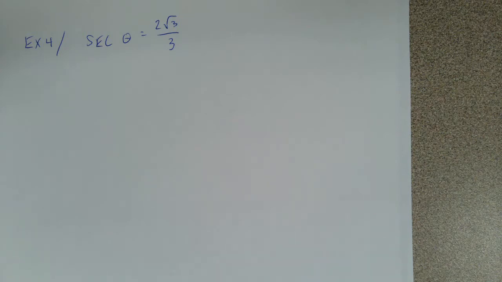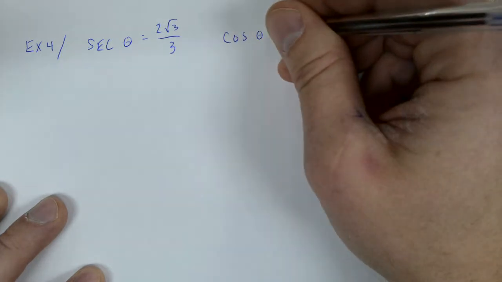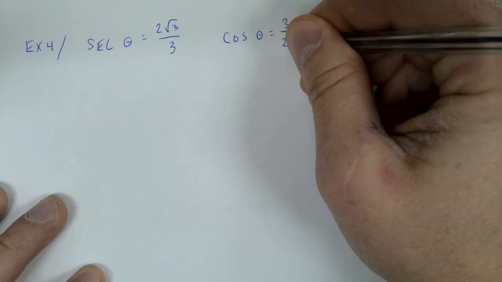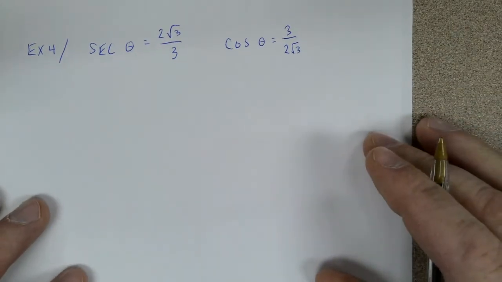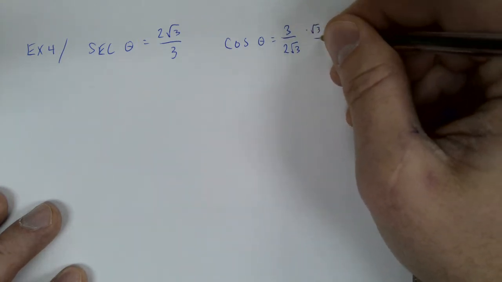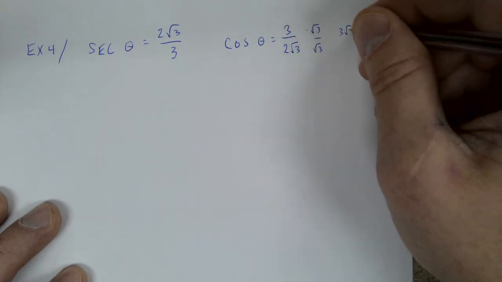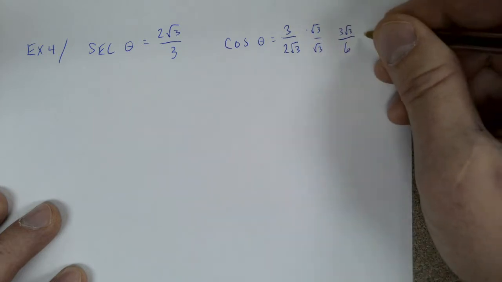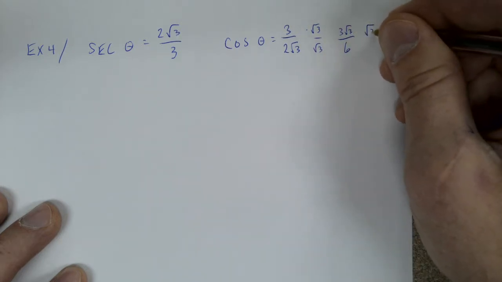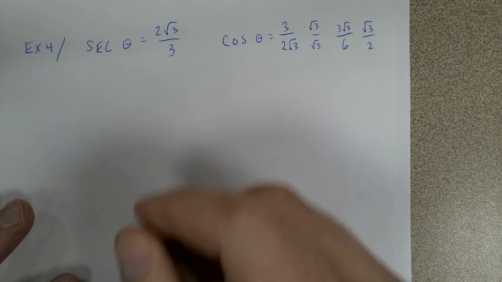Okay, example 4, we've got secant theta equals 2 radical 3 over 3. For this one, first of all, we know the reciprocal function is cosine, and cosine theta is going to be 3 over 2 radical 3. I don't want to leave that radical in the bottom to help me when I'm setting up my triangle. So if I multiply the top and the bottom by radical 3, that gives me 3 radical 3 over 6, which simplifies to radical 3 over 2. So my cosine theta that I'm using is radical 3 over 2.